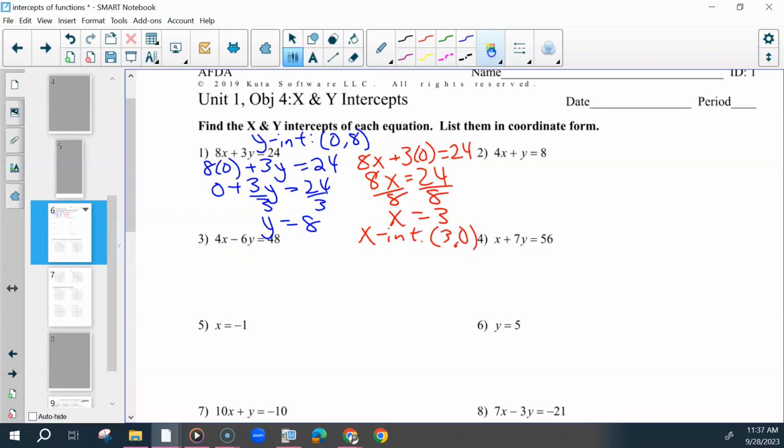Still put that as an ordered pair. Sometimes, not all the time, the two numbers that you're working with, 8 and 3, happen to be your x and y intercepts. Not all the time, though. So don't assume, oh, I have these two numbers, that's going to be my x and y. Could be different. Right, let's do another, then I'll let you guys choose.